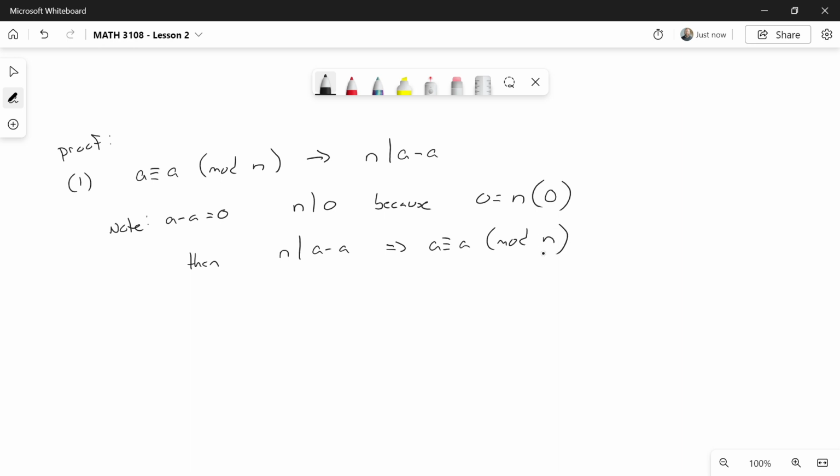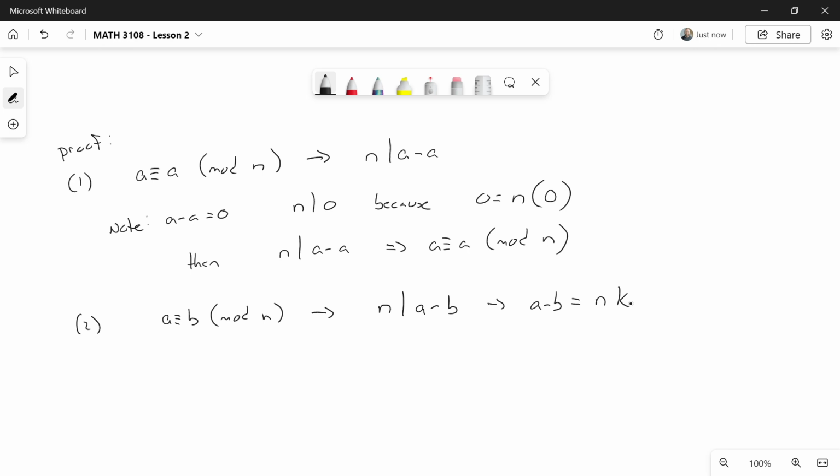There we go. We could do the same thing, or relatively the same idea, for 2. So we are given that a is equivalent to b mod n. So if this is true, then n has to divide a minus b, which means that a minus b is equal to n times some k.